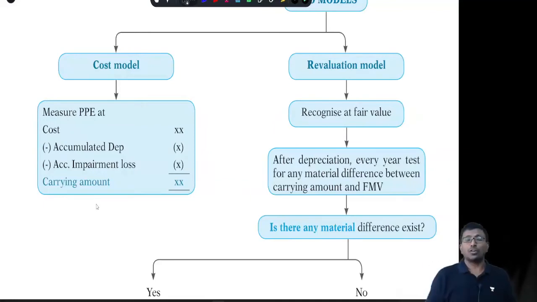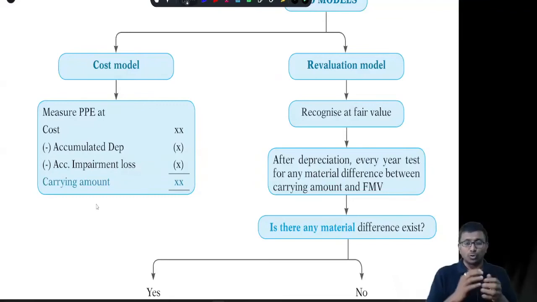If you have chosen the revaluation model, practically you don't find a company following it. Very few, hardly any. 99.9999% of companies will follow the cost model. The revaluation model will be followed by hardly anybody. So what are we supposed to do? You should be measuring the fixed asset or PPE at fair market value.